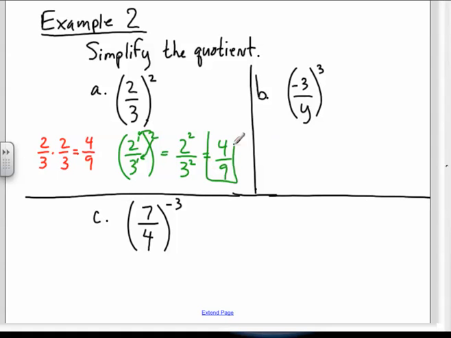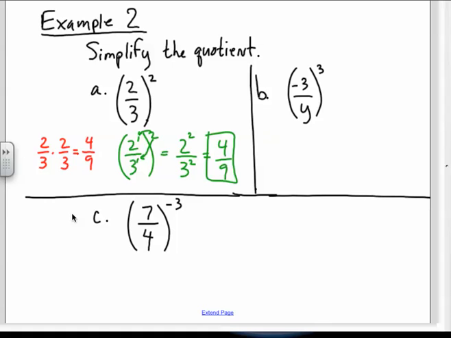Okay, this way, with the distributing of the powers, that's going to be simpler for us, I should say. It'll be easier to simplify than it will be to write all this stuff out. Okay, all right. Let's look at B here.